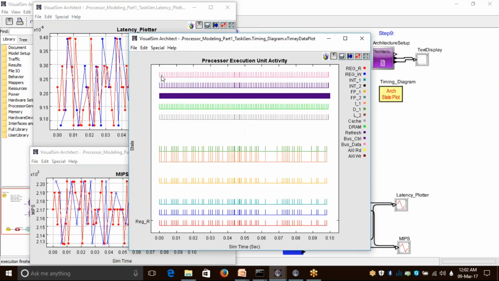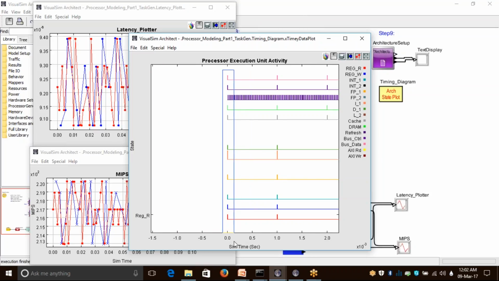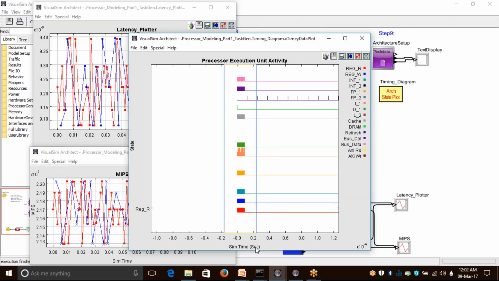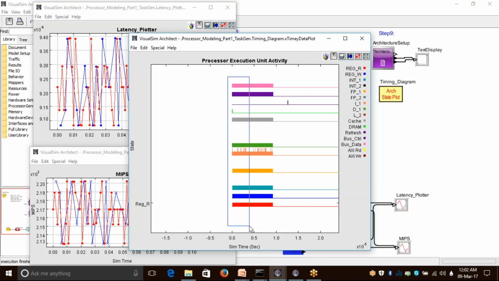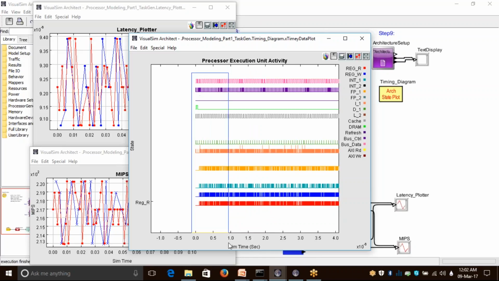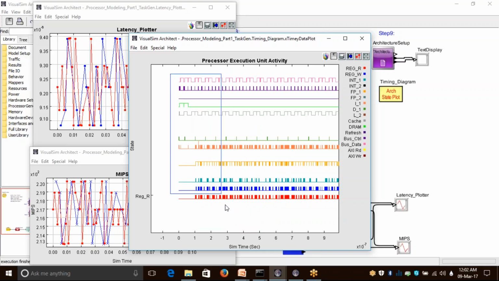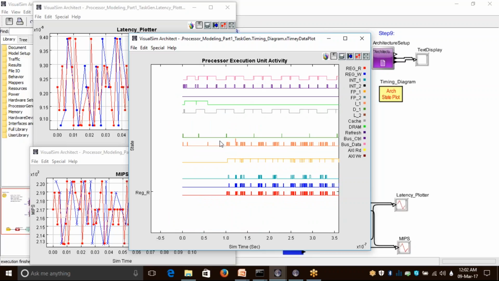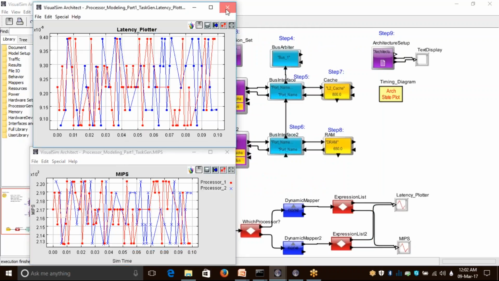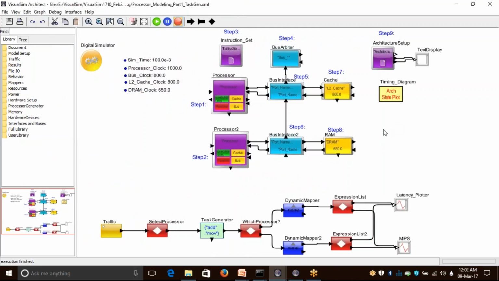Looking at this timing diagram helps you debug and understand if all the instructions and resources are working perfectly fine. You may have a lot of dependencies between those, and this helps you track down those activities. So you don't really have to read those timing diagrams. You can enter some breakpoints and start debugging your models as well.